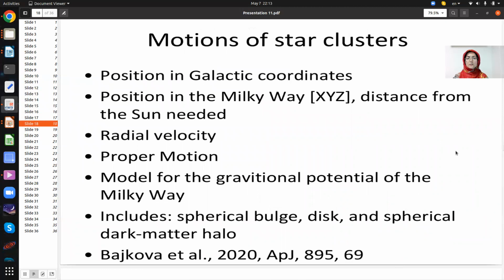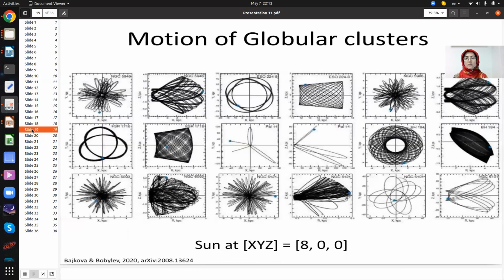Motions of star clusters: position in galactic coordinates, position in the Milky Way or XYZ distance from the sun needed. Radial velocity and proper motion. The model for the gravitational potential of the Milky Way includes a spherical bulge, disk, and a spherical dark matter halo. And this is the reference.